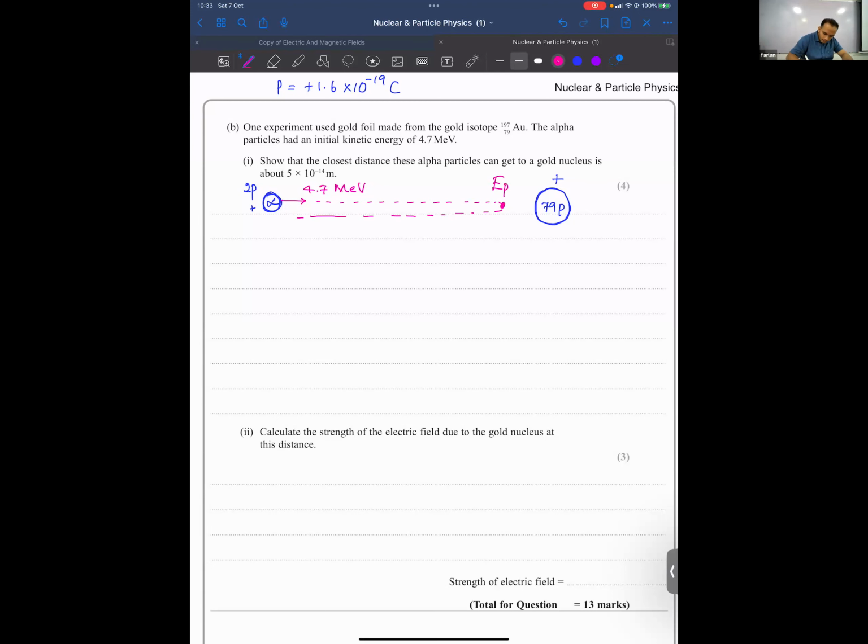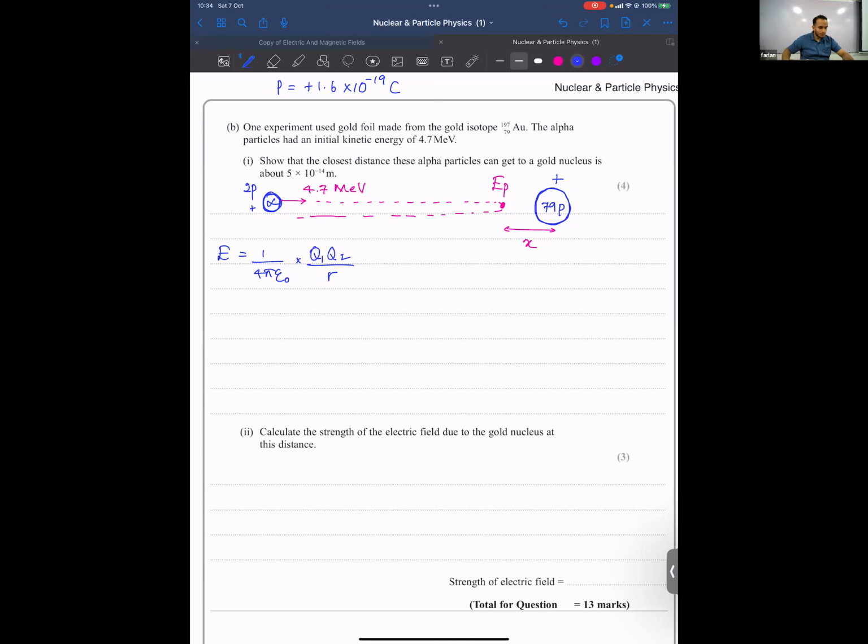So they want you to find what is this distance, x. Show that the closest distance these alpha particles can get to a gold nucleus is about 5 × 10⁻¹⁴ meters. Correct? The electric potential energy is given by what? E equals 1/4 pi epsilon naught Q1 Q2 over R. Do you remember this?